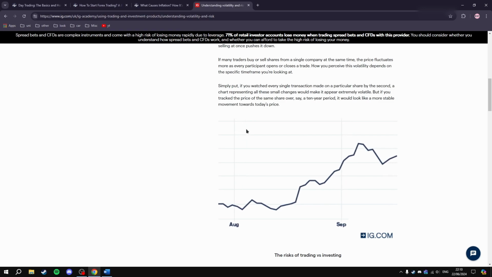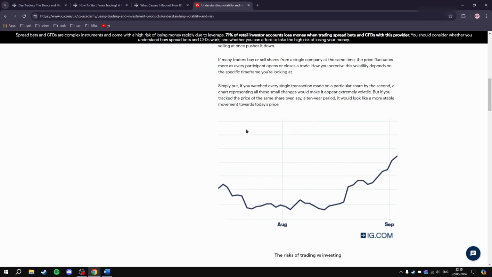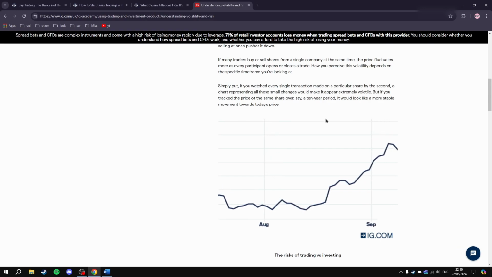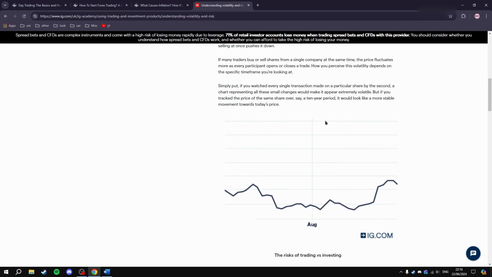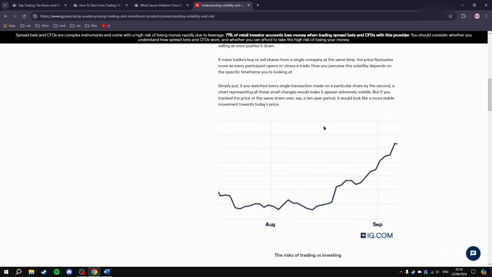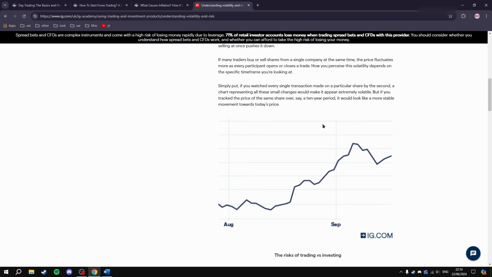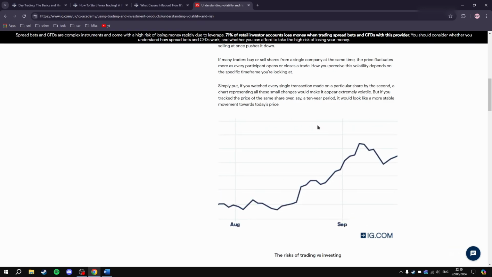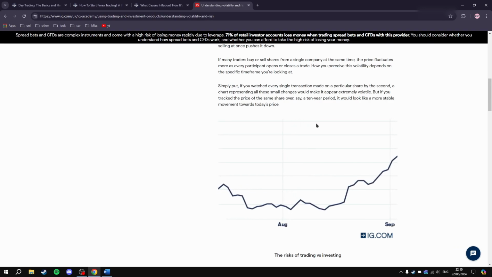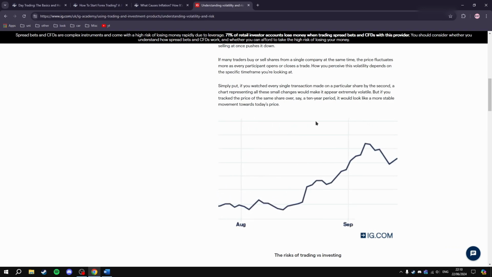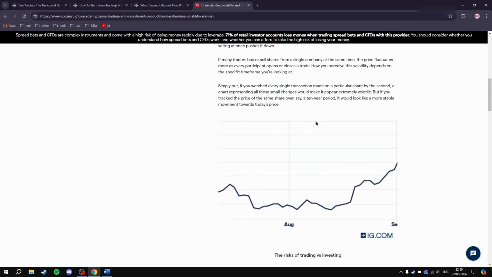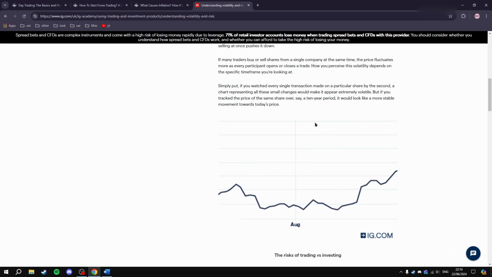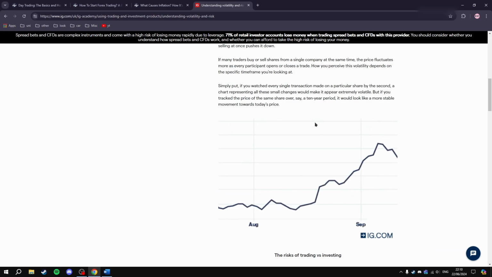If many traders buy or sell shares from a single company at the same time, the price fluctuates more as every participant opens or closes a trade. How you perceive this volatility depends on the specific time frame you're looking at. Simply put, if you watched every single transaction made on a particular share by the second, a chart representing all these small changes would make it appear extremely volatile. But if you track the price of the same share over, say, a 10-year period, it would look like a more stable movement towards today's price.